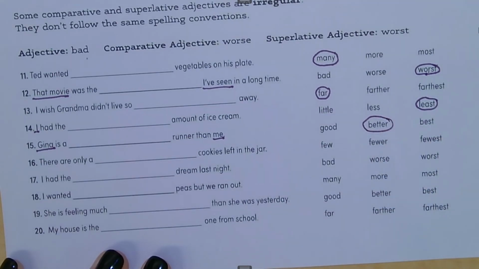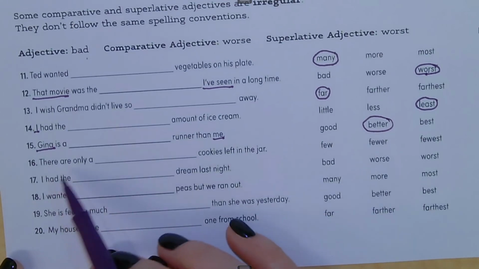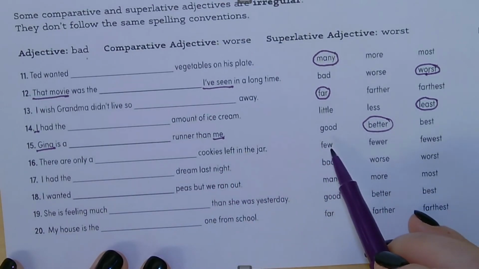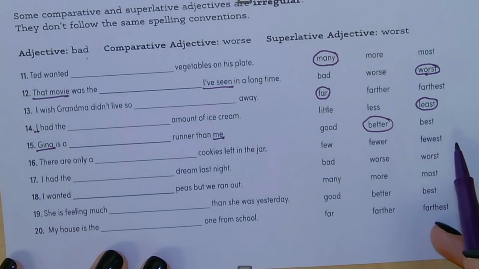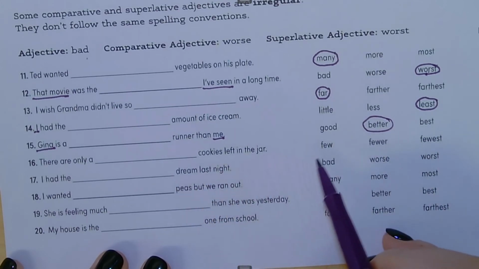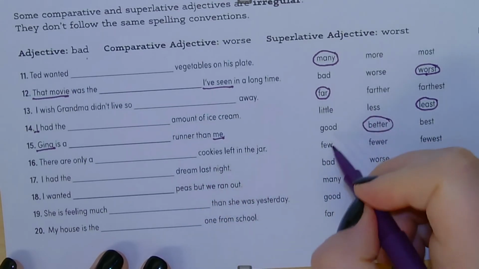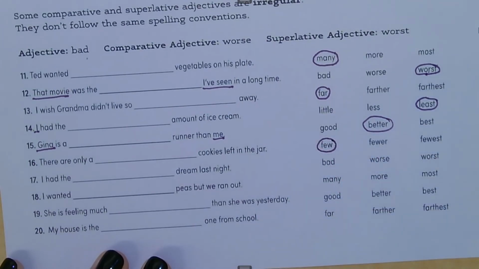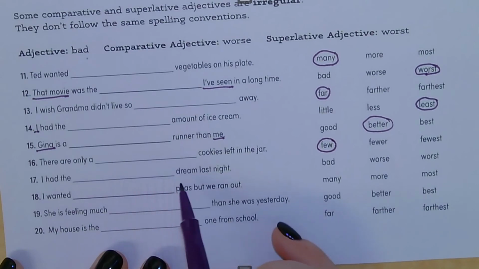There are only a blank cookies left in the jar. Are we comparing anything in this sentence? No. So let's look at the original adjective. It's few. Then we have fewer and fewest. There are only a few cookies left in the jar. We aren't comparing anything.